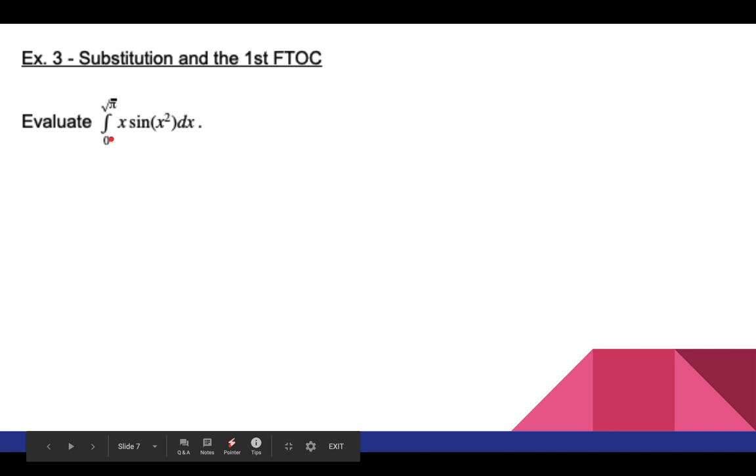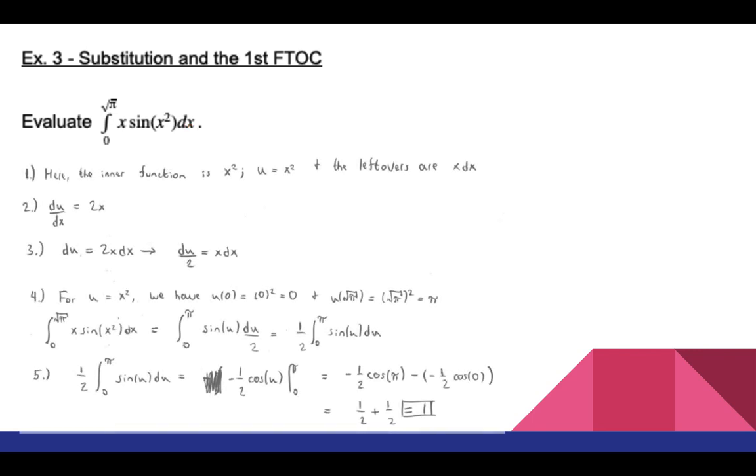Let's say we're looking at the integral from 0 to square root of pi of x sine x squared, okay, dx. So we don't know the antiderivative of x sine x squared off the top of our head, so we have to use u substitution, okay? So we identify here that we have an inner function of x squared, so we're going to set u equal to x squared, and then thus our leftovers are going to be x times dx.